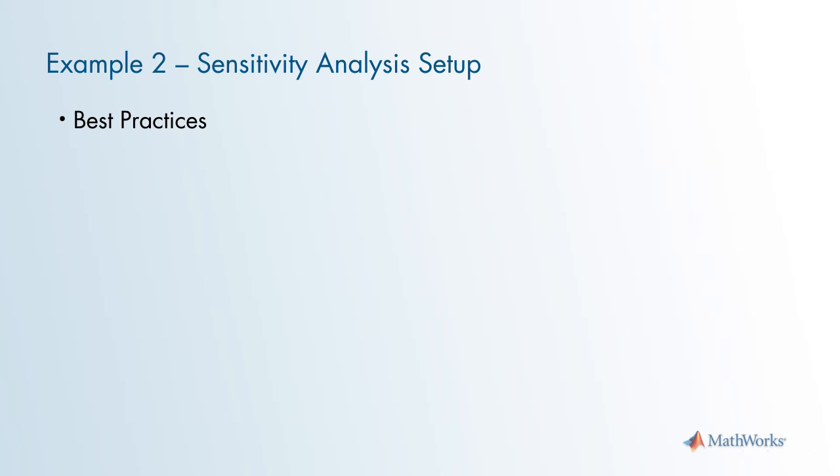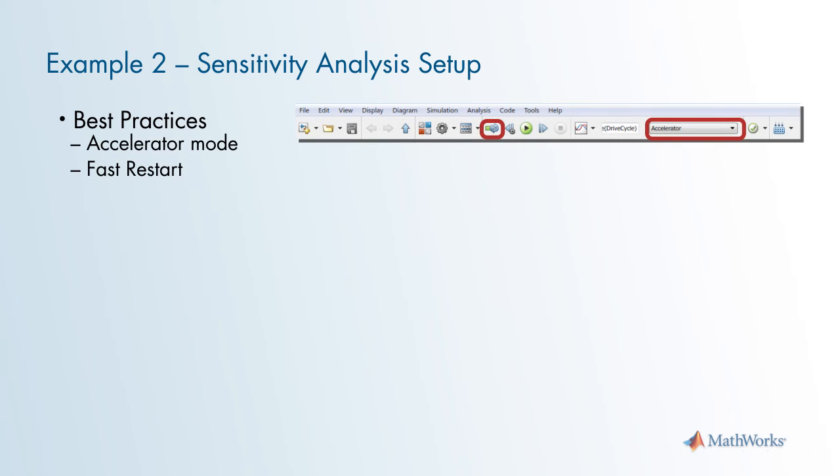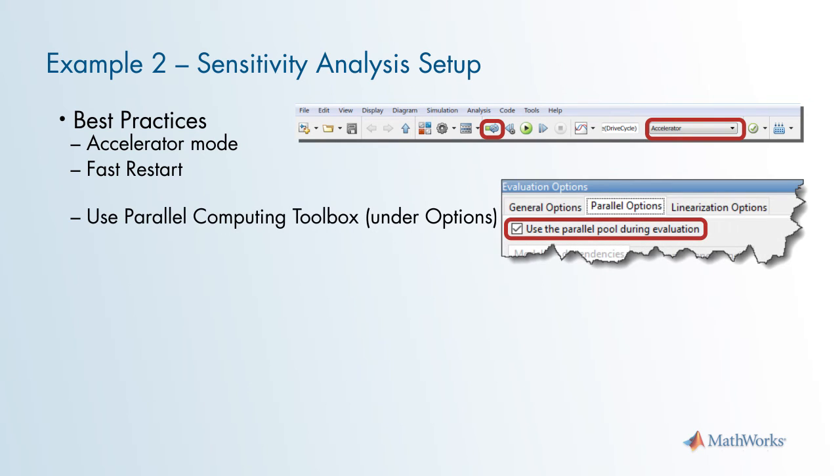Now, here are some best practices for speeding up the optimization run. Again, use accelerator mode and fast restart mode, like you did on the previous example. Use the parallel computing toolbox. Again, this enables the parallel pool and utilizes your multiple cores, and this is found under the options icon.